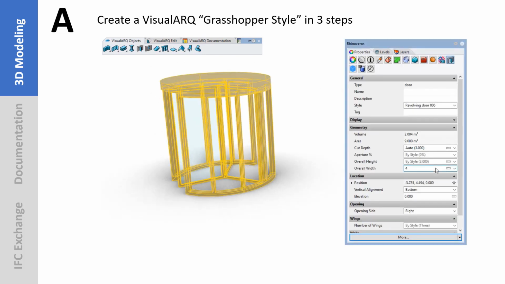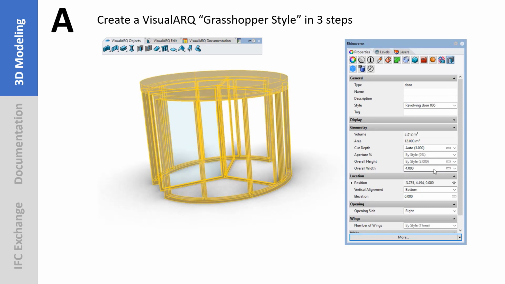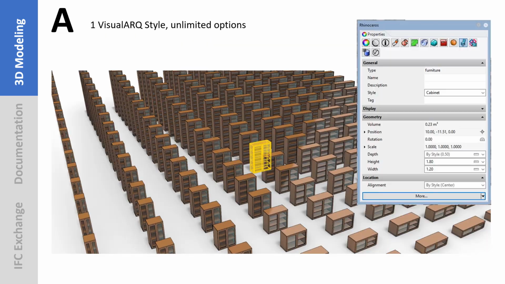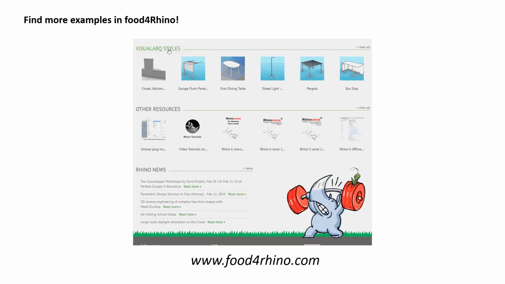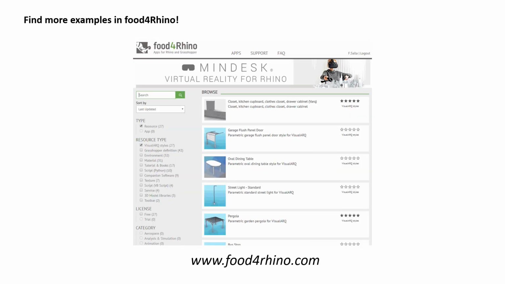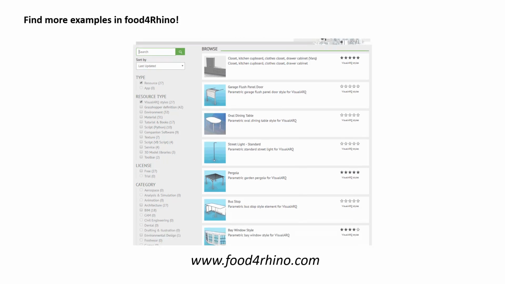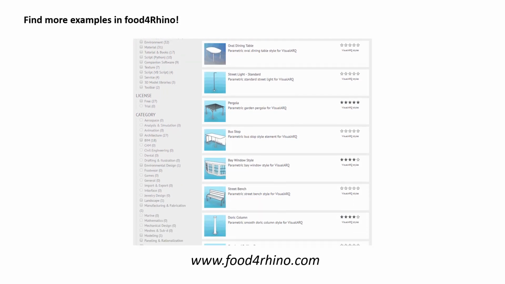At this point, no Grasshopper knowledge is required, although Grasshopper is running in the background. That means that people who don't know Grasshopper can use objects that others have developed. That way you can have multiple parametric objects with different dimensions in the same document, all driven by the same Grasshopper file. In Food4Rhino, there is a section where you can find VisualARQ object styles created with Grasshopper. I encourage you to share yours as well with the community.